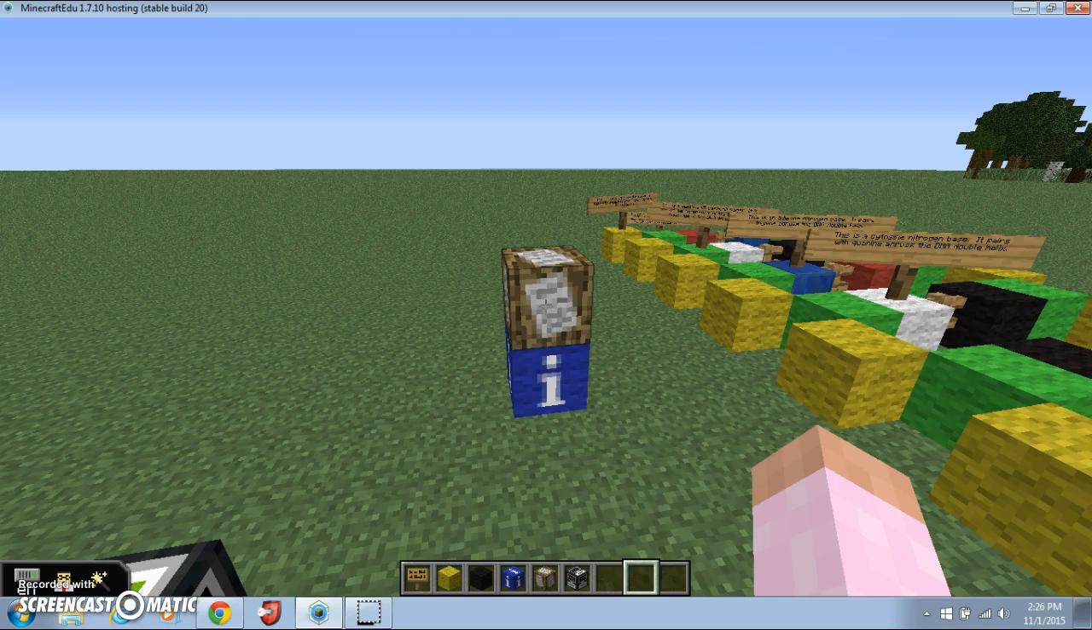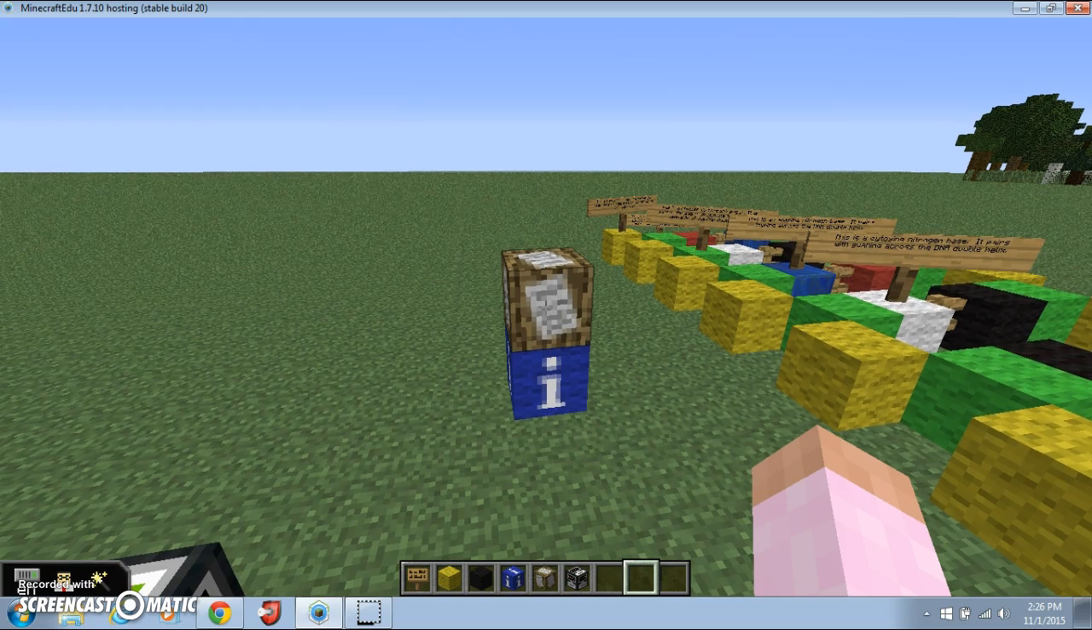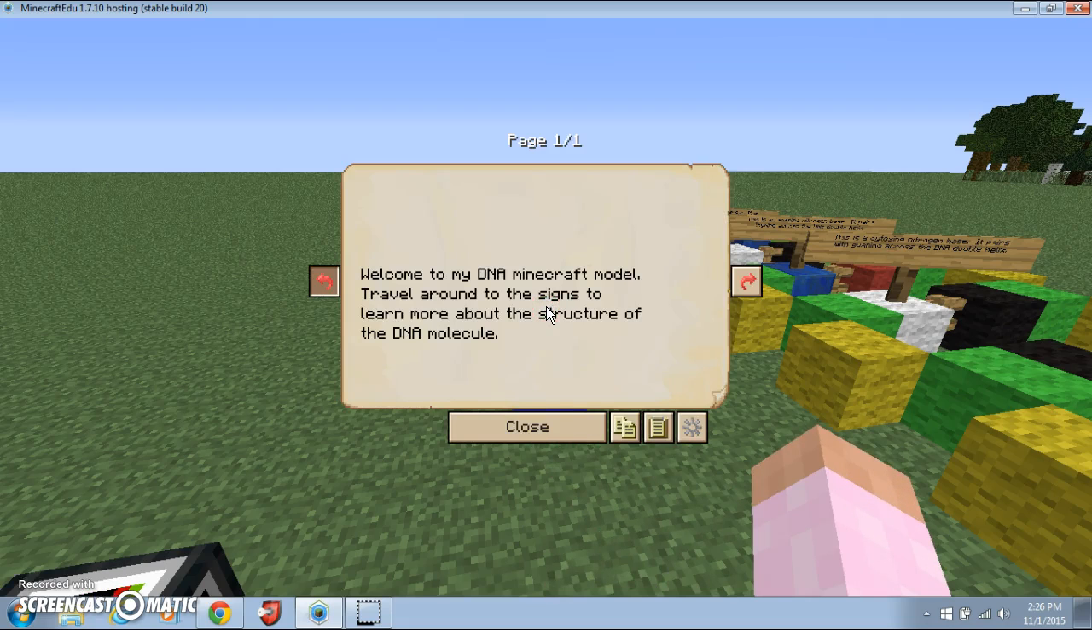In Minecraft, I have created an information block to inform the viewer of what they are looking at. This information block reads, "Welcome to my DNA Minecraft model. Travel around to the signs to learn more about the structure of the DNA molecule."